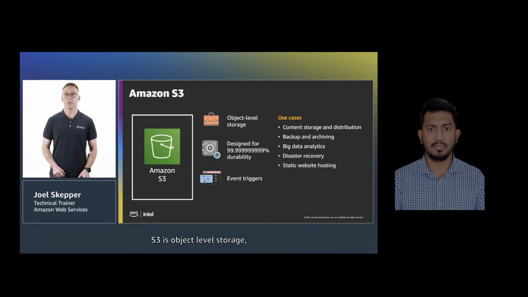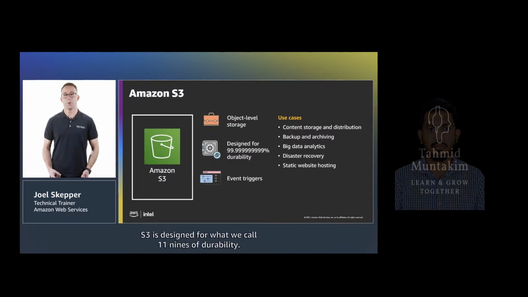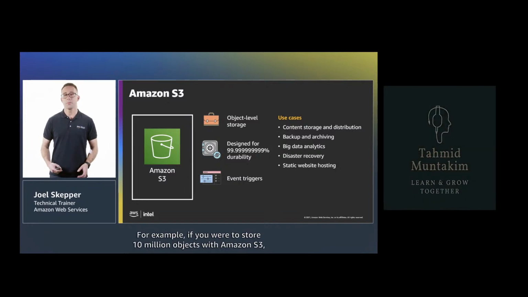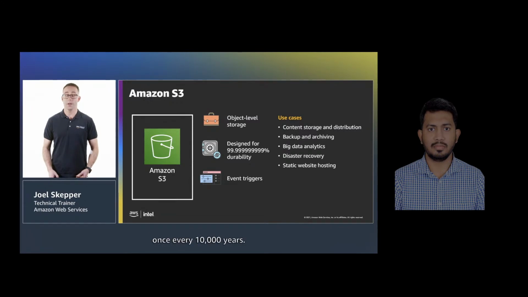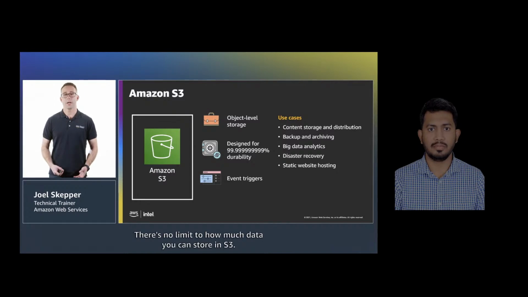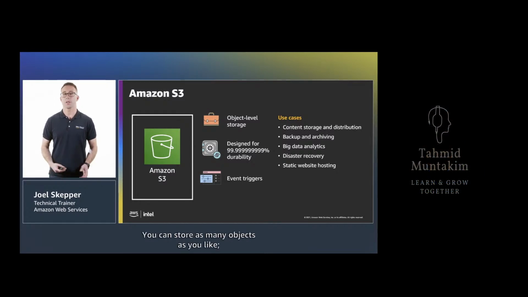S3 is object-level storage, which means S3 manages the storage layer for you. S3 is designed for what we call 11 nines of durability. Durability is a measure of how likely you are to lose a file or object. For example, if you were to store 10 million objects with Amazon S3, you can expect on average to incur a loss of a single object once every 10,000 years. That's pretty durable. There's no limit to how much data you can store in S3. You can store as many objects as you like. However, each object cannot be larger than 5 terabytes in size.